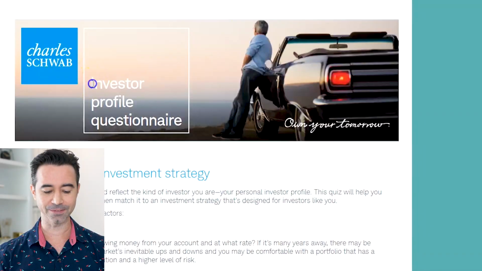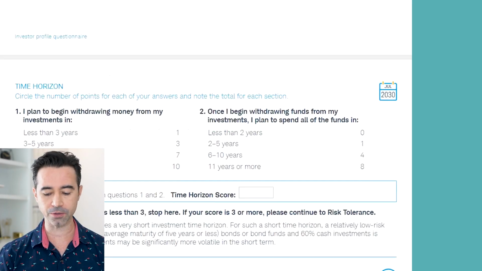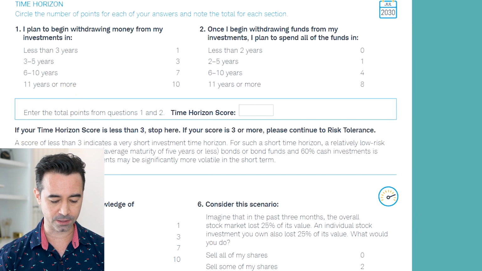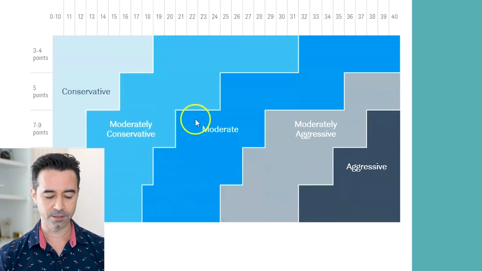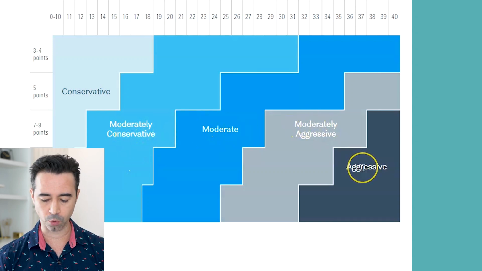So back when I was a financial advisor, I used to help people figure out their asset allocation. So what we would do is we'd go through a questionnaire to help them figure it out. And you can do that too with the link below in the description, which will take you to a Charles Schwab questionnaire. This is the investor profile questionnaire, and it's going to ask you a few questions. It's going to help you figure out your asset allocation. So these are some different questions on time horizon and risk tolerance, and then it's going to help you determine an investor profile. So you're either going to be conservative, moderately conservative, moderate, moderately aggressive, or aggressive.